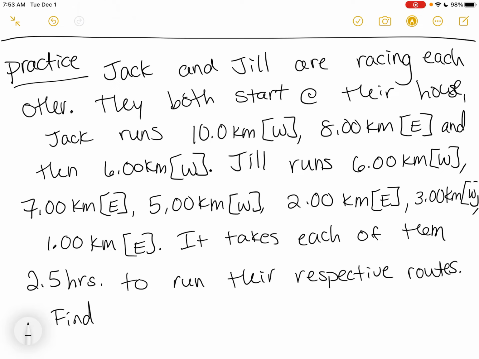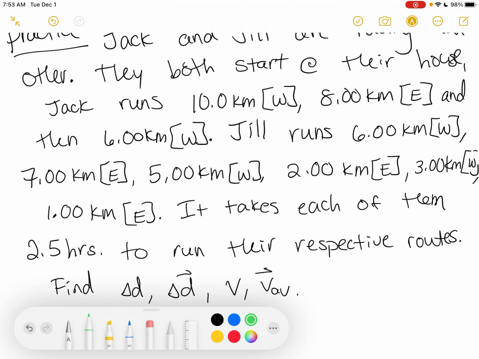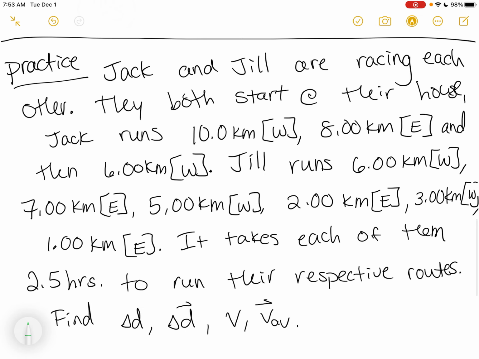So in this question, I'm going to ask you, for both Jack and Jill, to find the distance that they traveled. We're going to find the displacement that they traveled. We're going to find the speed that they traveled. And then we're going to find their average velocity as well. Okay, so I'm going to start off with Jack.